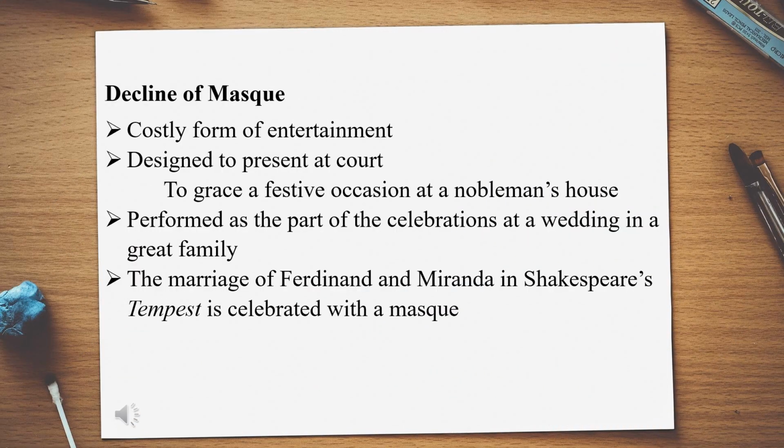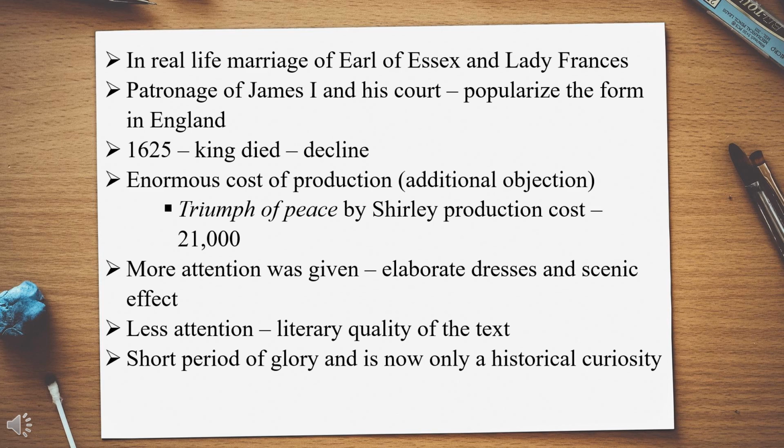Now, let's see the decline of masque. From its features and all other things, you may understand that it is a costly form of entertainment. It is designed to be presented at court or to grace a festive occasion at a nobleman's house. It is performed as a part of celebration at a wedding in a great family. For example, the marriage of Ferdinand and Miranda in Shakespeare's Tempest is celebrated with a masque. In reality, during the marriage of the Earl of Essex and Lady Frances, you can see a masque. The patronage of James I and his court is the reason for the popularization of masque in England.